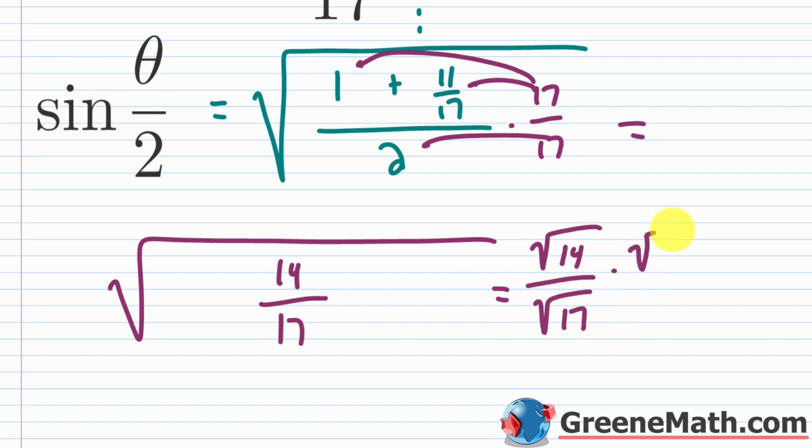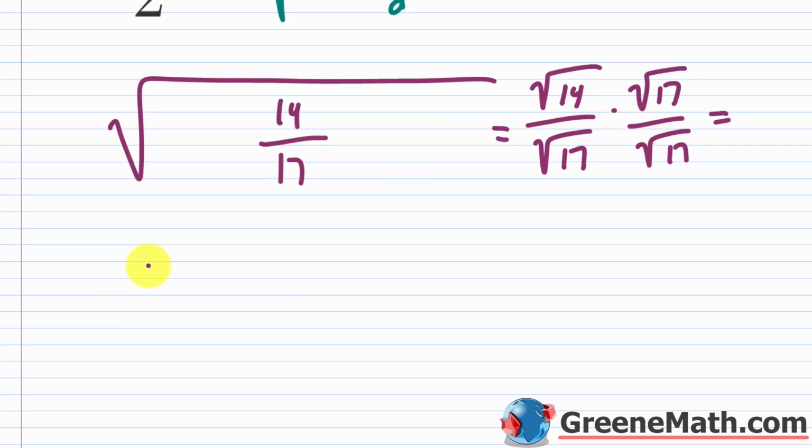So I'm going to multiply this by the square root of 17 over the square root of 17. So this equals 14 times 17, which is 238. So this would be the square root of 238 over the square root of 17 times the square root of 17, which is 17. So your sine of theta over 2 is the square root of 238 over 17.